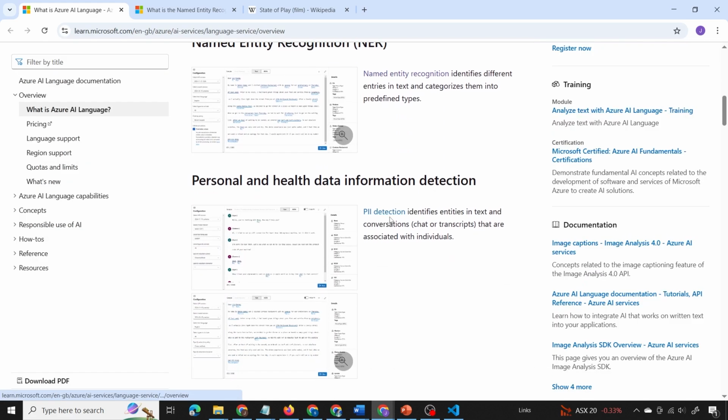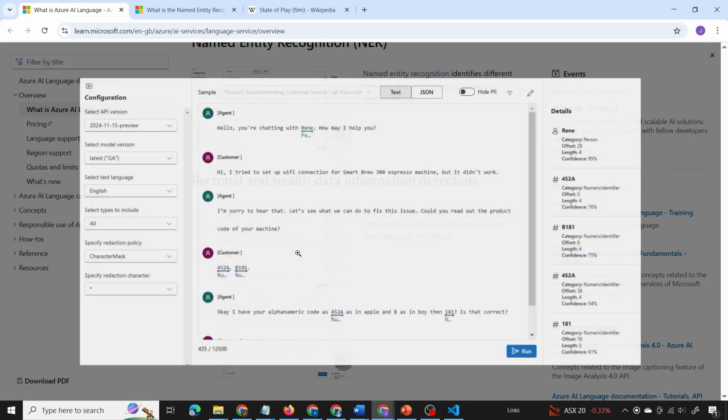Now next feature is personal and health data information detection. So it's very clear from the name. Language can detect personal information from the given text. So it can identify the name of a person. It can identify the phone number of a person, the address of a person, the tax number of a person, all those things. So it will provide all these details from the given text. That is what is personal identifiable information detection or PII detection feature of Azure AI language service.